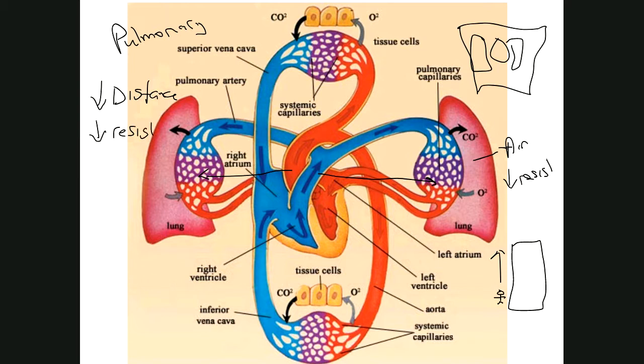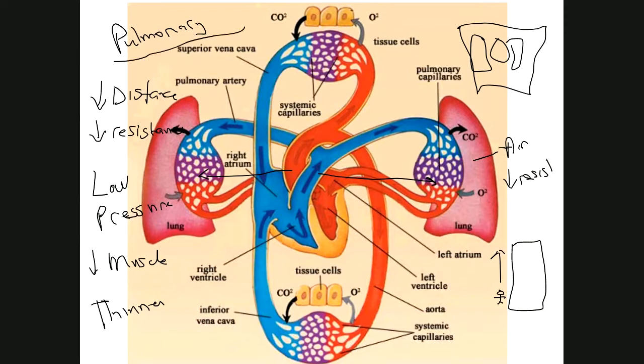Well, what that means is we're not going to be required to have as much pressure. So the right side of the heart is a low pressure pump. And because it's a low pressure pump, we're not going to need much muscle. And so it's going to have less muscle. So when we look at it, the walls are going to be thinner than those on the left side. So that's the pulmonary side, the right side of the heart. This one right here, the right side.